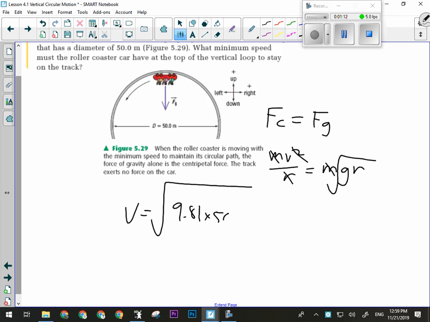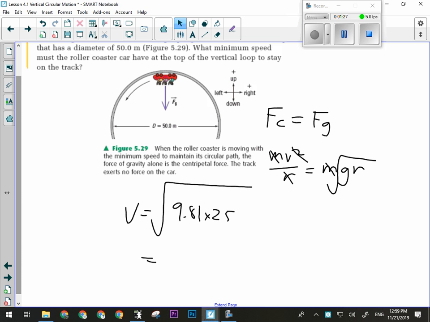9.81 times 50. Sorry, it's a diameter of 50, isn't it? So if radius is 25. Is that what you're going to tell me, Robert? Because you were paying attention when you caught that, and I didn't. Okay. So 25 is our radius.